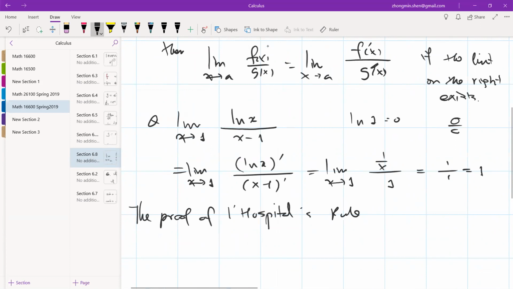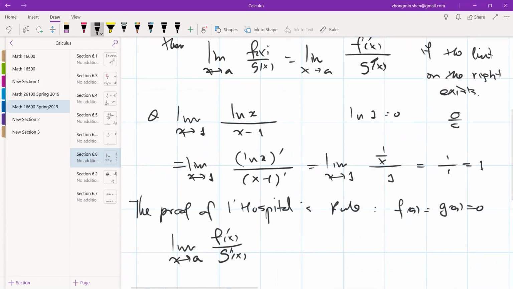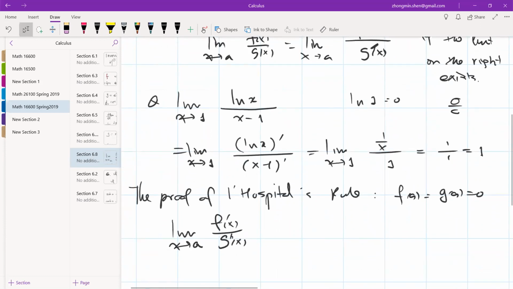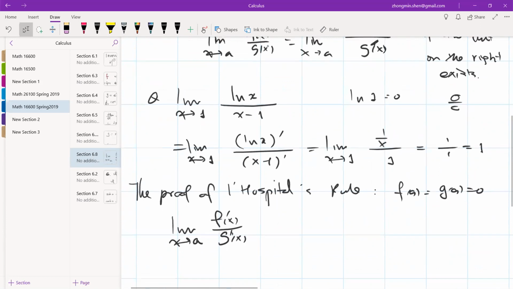Okay. We take a look at the limit of f prime x over g prime x. We just assume the case f of a equals g of a equals 0. I just explained that to you. This is the case. I'll give an idea of why it's true. Otherwise, how can I trust you? This is always right.